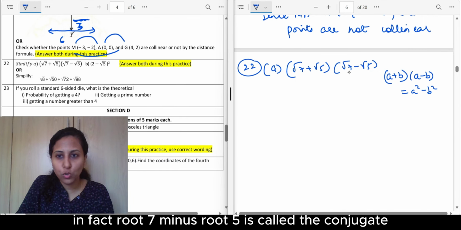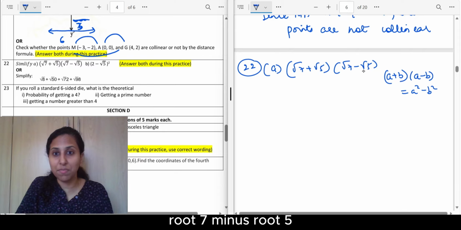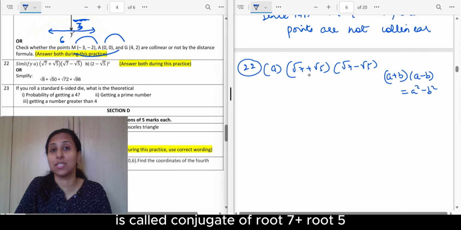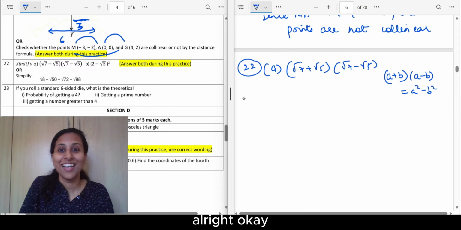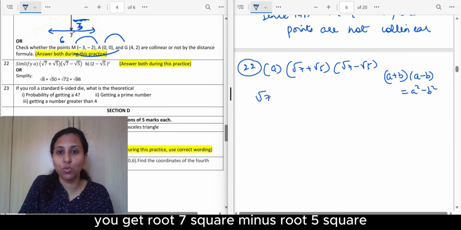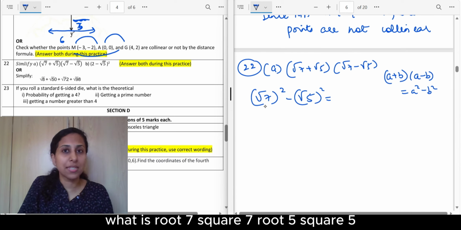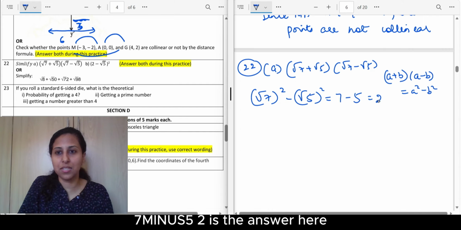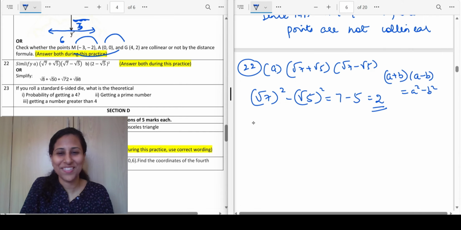In fact, root 7 minus root 5 is called the conjugate of root 7 plus root 5. Alright? Okay, let's apply this identity. You get root 7 square minus root 5 square. What is root 7 square? 7. Root 5 square, 5. 7 minus 5, 2 is the answer here.